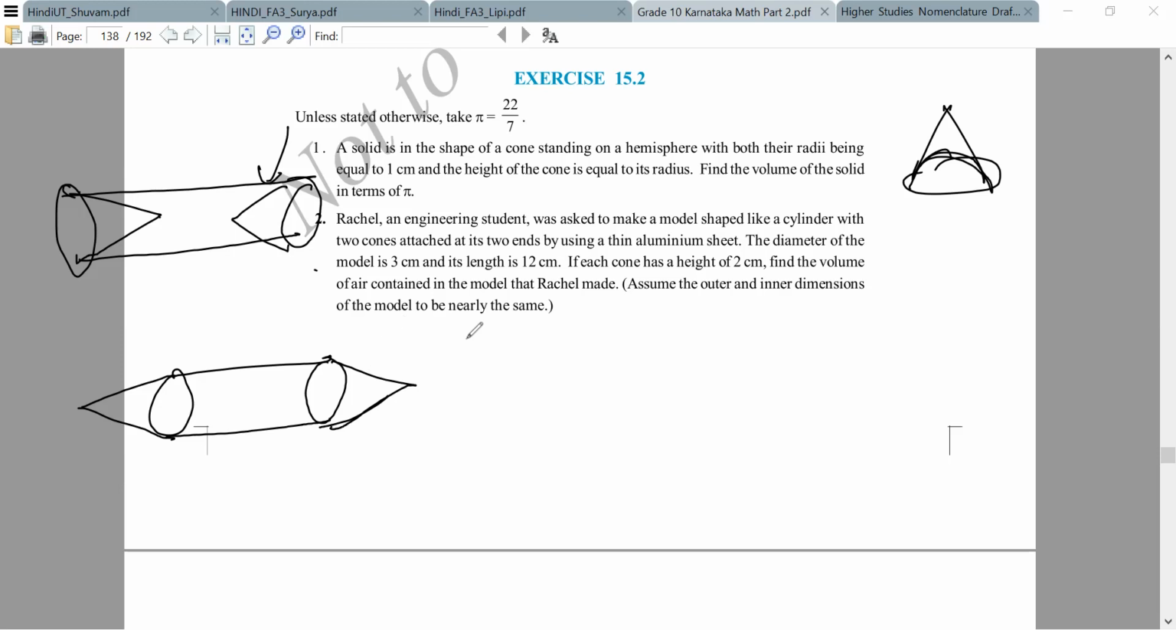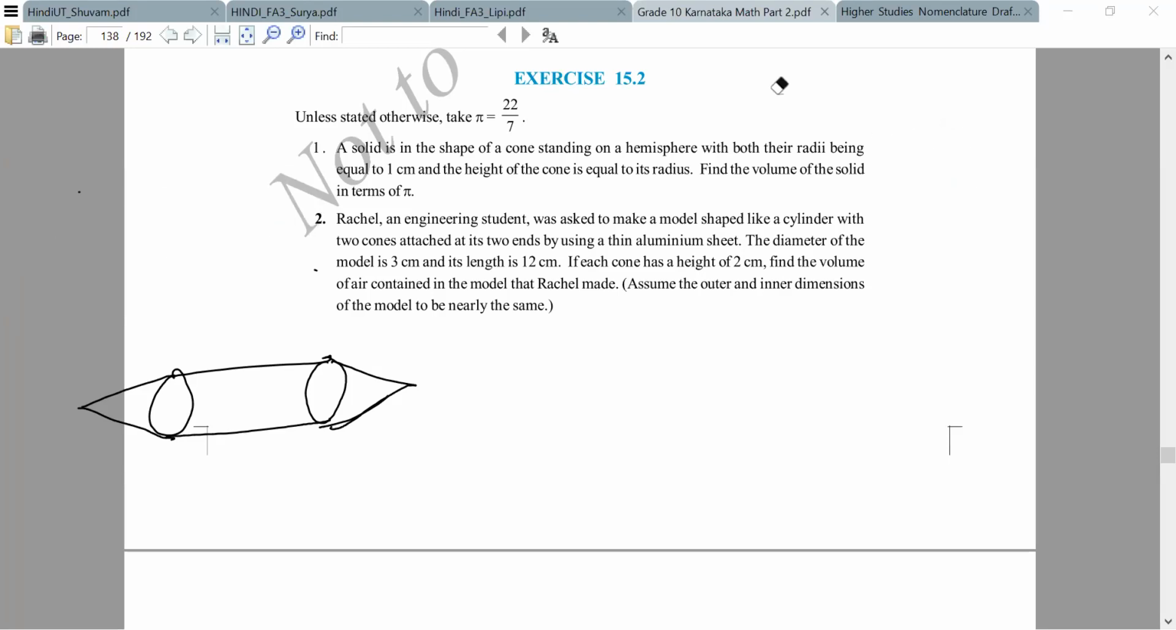Okay, what are the measurements that we know here? So we have the diameter of the model is 3 centimeters. So this diameter is 3 centimeters. Okay, so we know it will be 1.5, the radius of both the cone as well as the cylinder. Length is 12 centimeter. Now note here very well, diameter of the model they are talking about, and length of the model only. So what is the length total from this tip to this tip? This is 12 centimeter. Are you good?